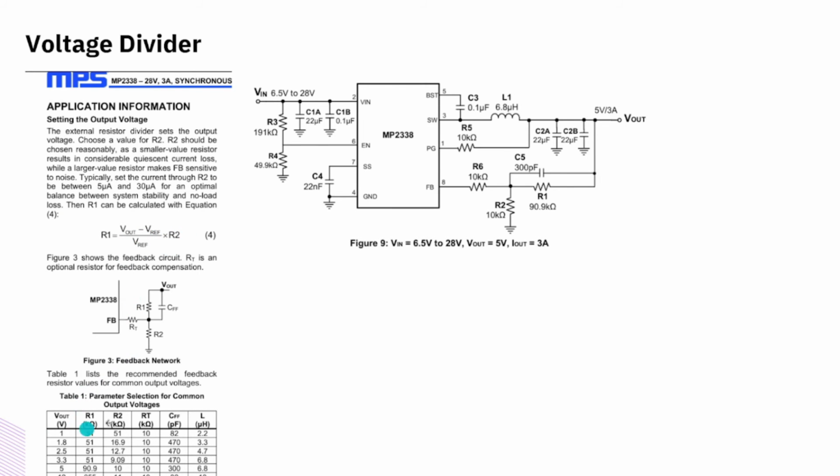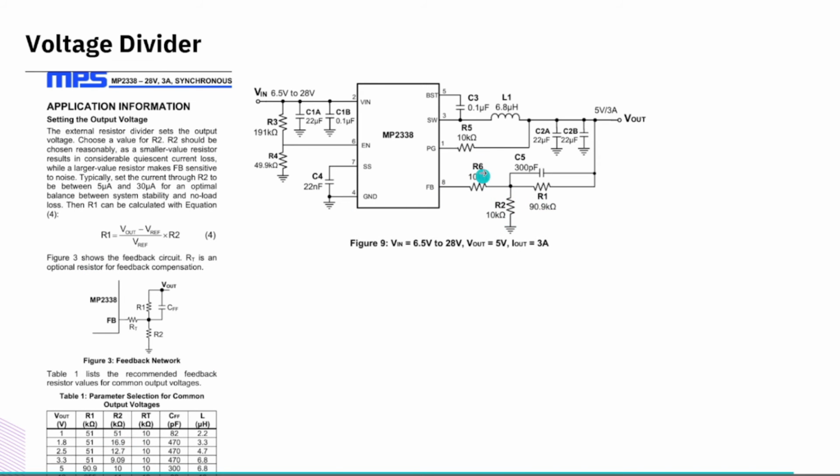So here is a quick table where you can do a comparison. Ideally the Vref is around, if I'm not wrong, 1.2 volts. If you put that over here, and in case you want, let's say, 1.8 volts, you can put the RT value as 16.9. You'll be able to get the R1 value as 51. So if you see in this chart, you have R1 and RT fixed, and we are calculating R2.